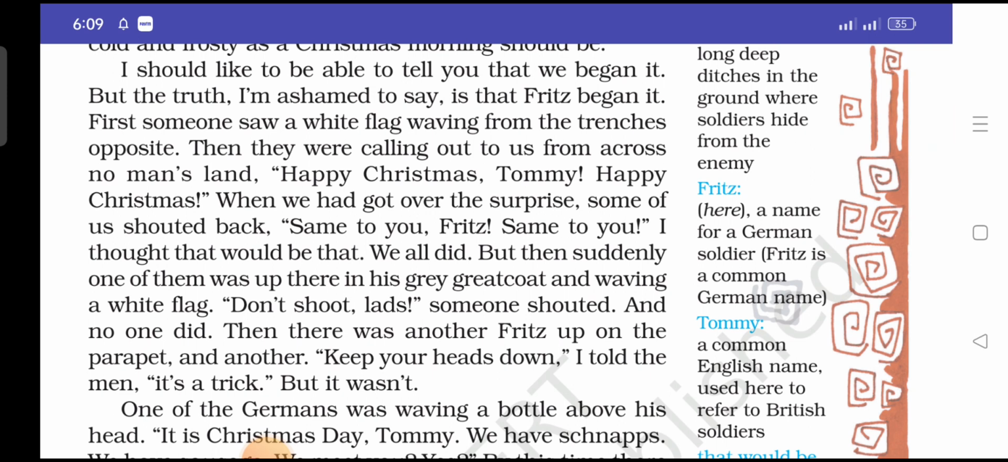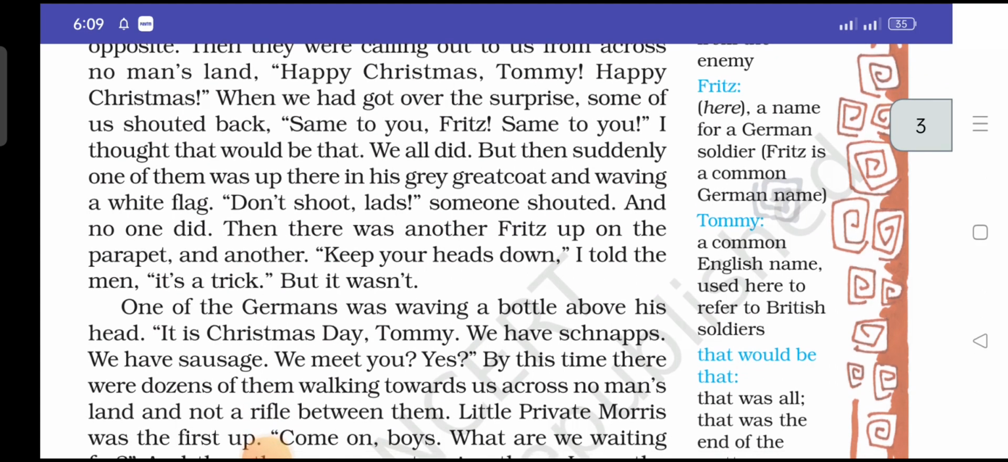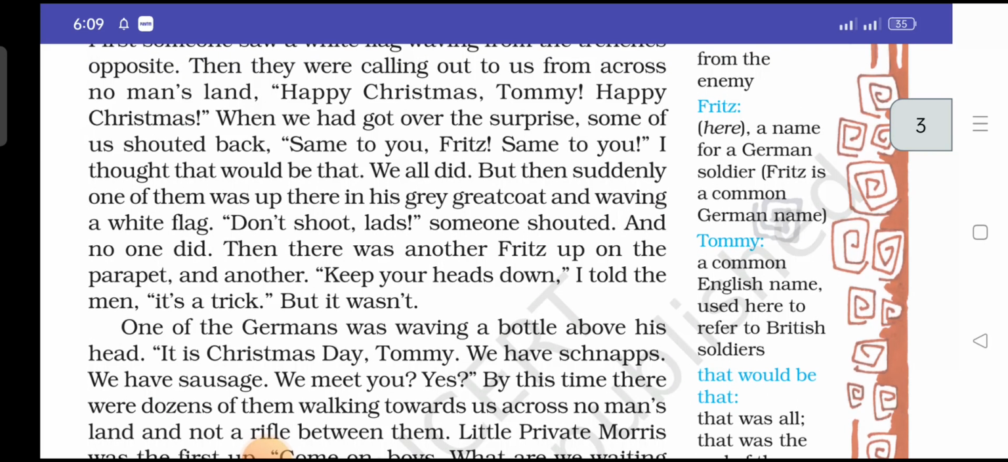I thought that would be all that we did, but then suddenly one of them was up there in his great coat and waving a white flag. So what happened then? One of them stood up, he was wearing a great coat, a grey coloured great coat.